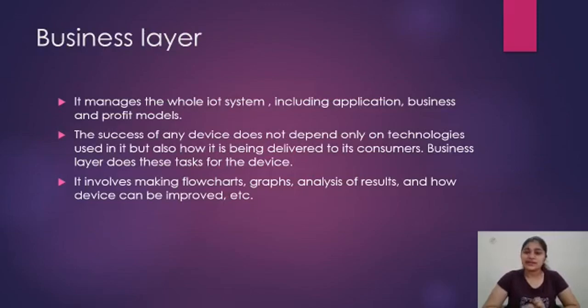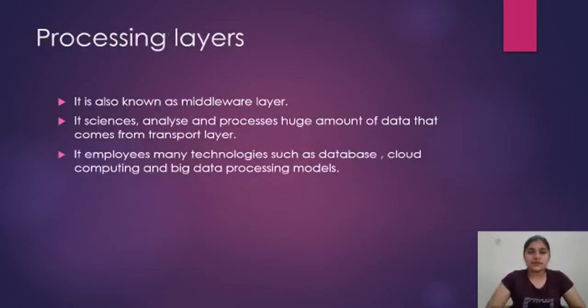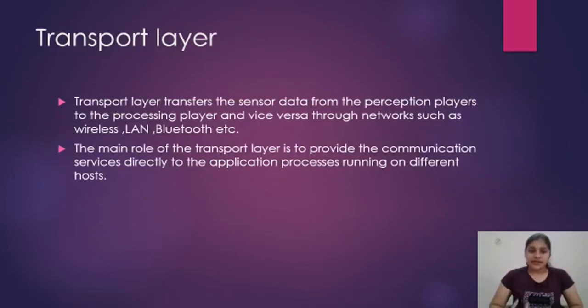The success of any device does not depend only on the technologies used in it, but also on how it is delivered to the consumers. The business layer does not perform tasks for the devices. It involves making flowcharts, graphs, analysis of results and how the device can be improved, etc. The processing layer is also known as the middleware layer. It stores, analyzes and processes large amounts of data, sends emails and messages, activates alarms and security systems, and switches devices on or off, for smartwatch, smart home, smart industries, and smart agriculture.